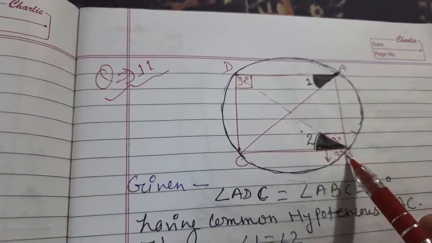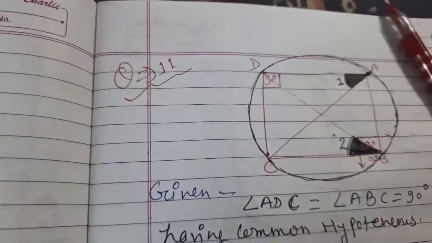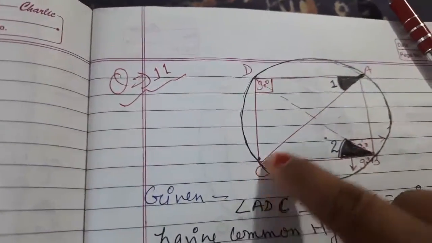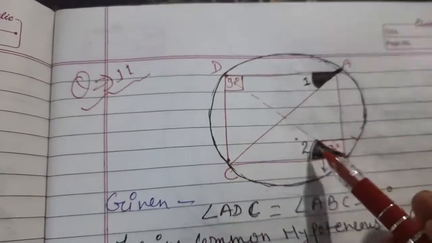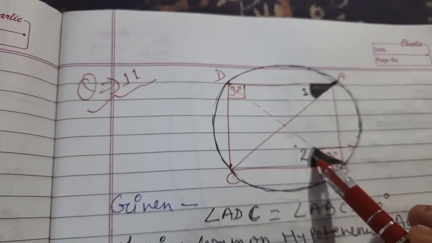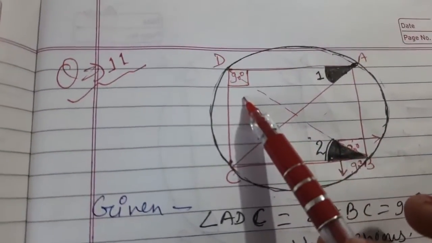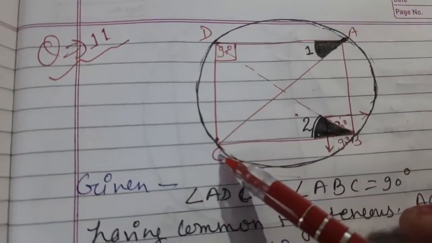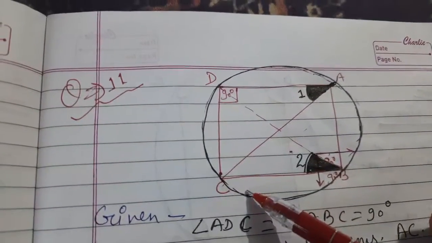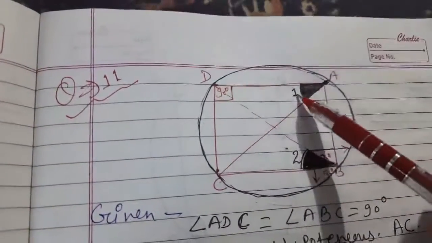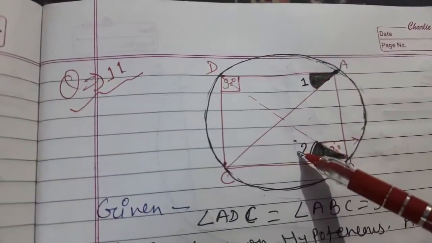We are given two right angles, ABC and ADC, and both the right angles have a common hypotenuse, that is AC. So with the help of this information we have constructed this diagram. Angle B is 90 degrees and angle D is 90 degrees and AC is its diagonal. We have to prove that angle DAC and angle CBA, I am renaming them as angle 1 and angle 2, are equal.